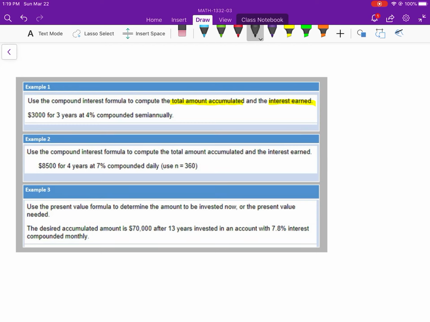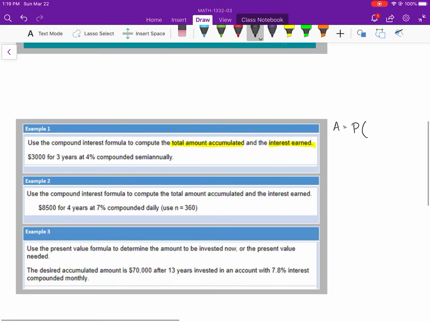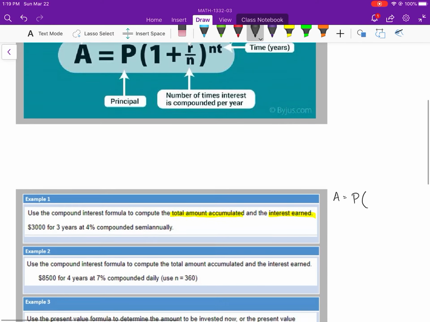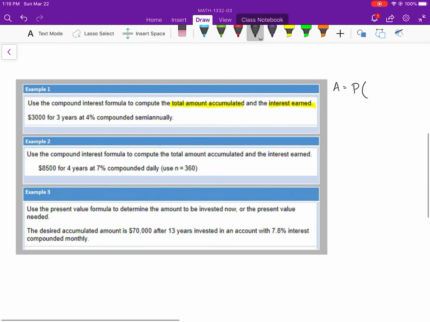Alright, so we're going to use that formula that we just saw. A equals principal times 1 plus R over N taken to the power of N times T. Alright, so let's plug in the amounts that we know here. A is what we're looking for.